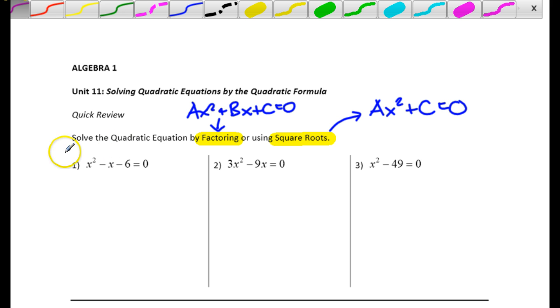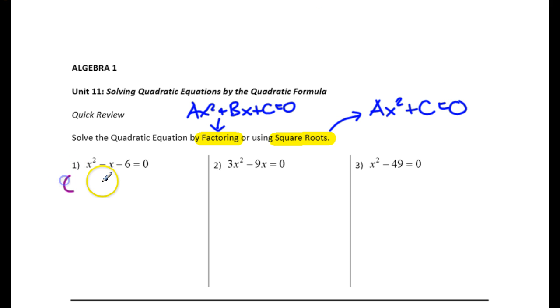Alright, so the first equation says x squared minus x minus 6 equals x. If I think about it, this is in standard form, so I'm just going to factor it out. This is an easy one to factor because the a is 1. We need to factor this out, and it's still equal to 0. Remember, this is my c. My c is negative 6.